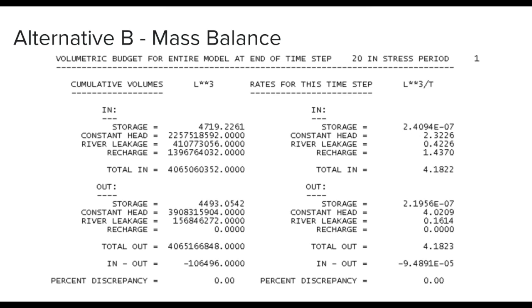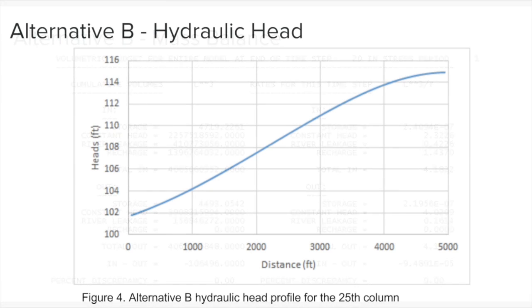This is our mass balance for part B. As you can see, the outflow to the river is 0.1614, and the percent discrepancy is 0, meaning it's accurate. This is the hydraulic head for alternative B, which closely resembles the hydraulic head of alternative A.